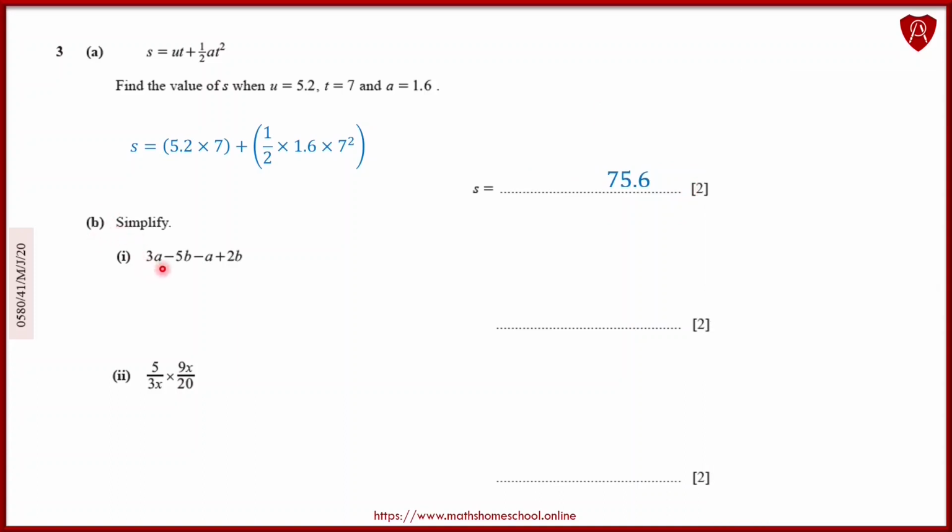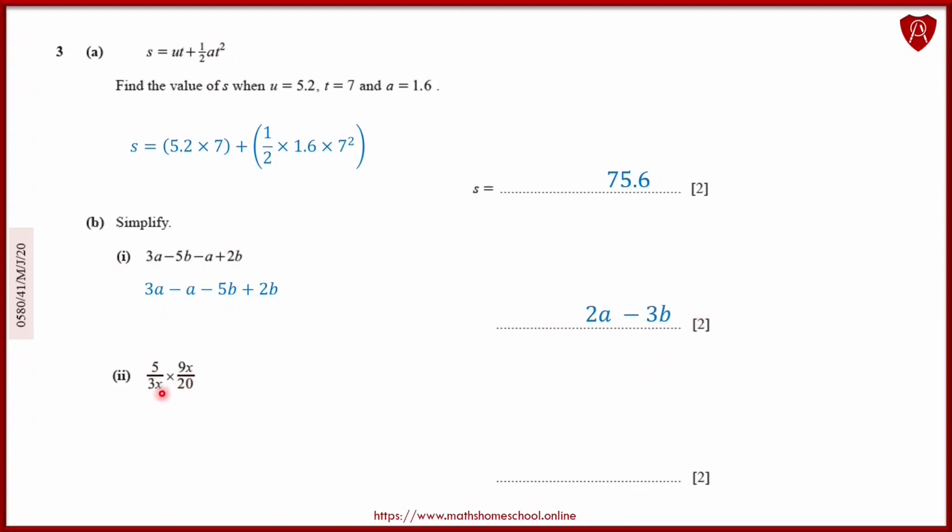Simplify 3a minus 5b minus a plus 2b. Rewrite with the a's together and the b's together. 3a minus a is 2a. Negative 5b plus 2b is negative 3b, and it is that simply solved.